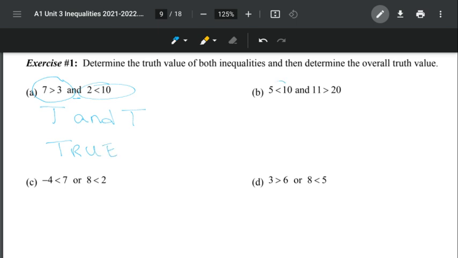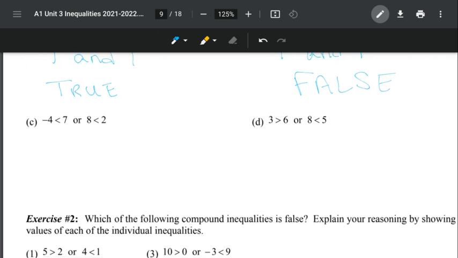Now look at letter B. Alligator mouth bites the 10. That's true. And now look at this one. Alligator mouth is biting the 11. That's false. Because it's an and statement, both of these have to be true. So the whole statement is false.